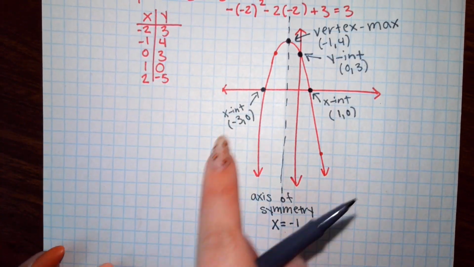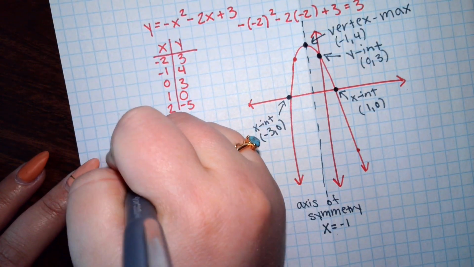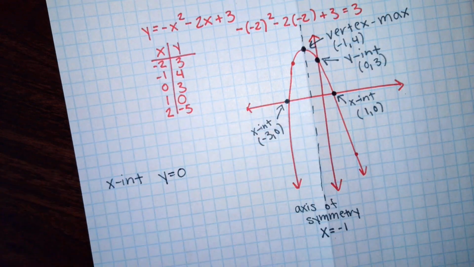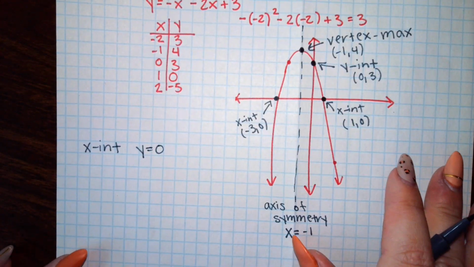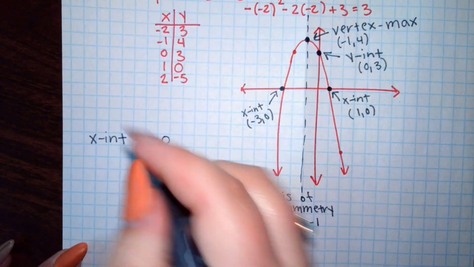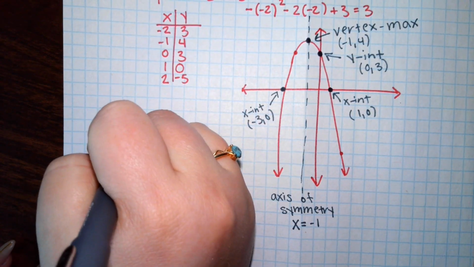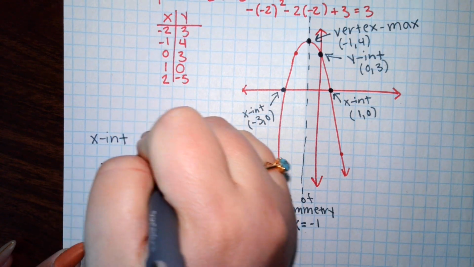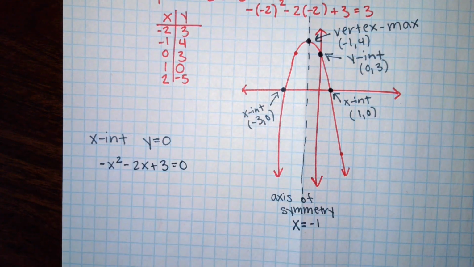So let's think about these x-intercepts for a second. So we said that the x-intercepts are where y equals 0, correct? So if y equals 0, if we plug our 0 in here, we would have -x² minus 2x plus 3 equals 0. Do we know how to solve that? Absolutely we could. We could factor, we could complete the square, which we're probably not going to do. We could use the quadratic formula.